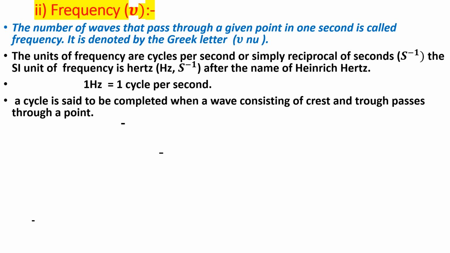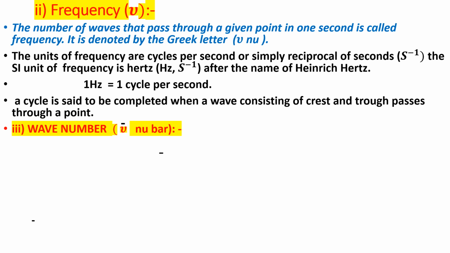A cycle is said to be complete when a wave consisting of a crest and a trough passes through a point. Simply remember, 1 cycle is complete when 1 crest and 1 trough have completely passed the given point.